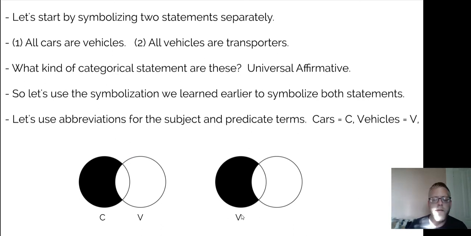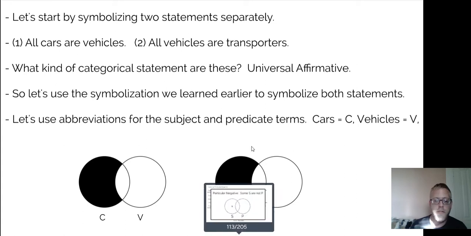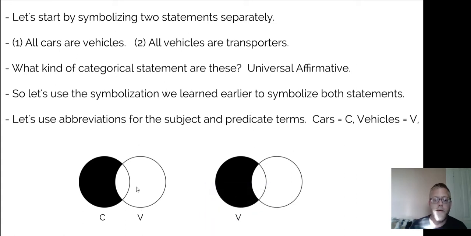V right here as well, because the first term of the next statement, all vehicles are transporters, it's the same, right? You see how they have a term in common? Now, all valid categorical logic arguments are going to have to be like that. If you ever see two premises in a categorical logic argument that don't have a term in common, it is invalid, right? So this is just impossible to do. All this stuff that we're going to do is impossible unless they have a term in common, right?